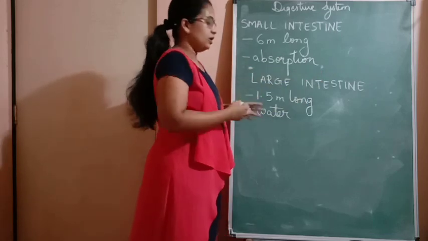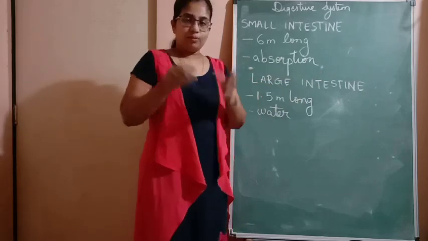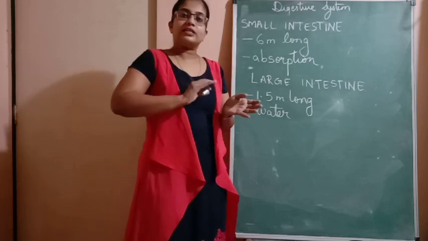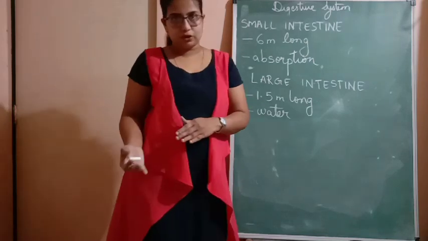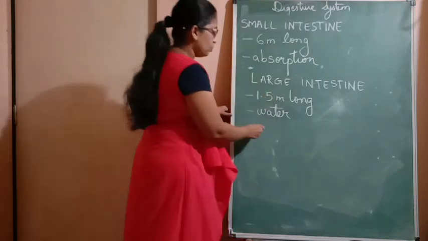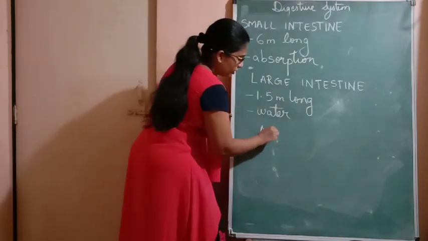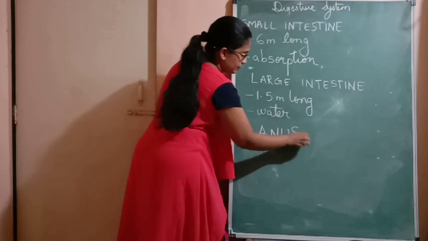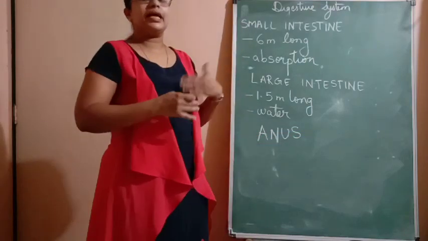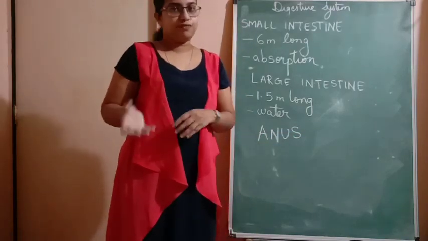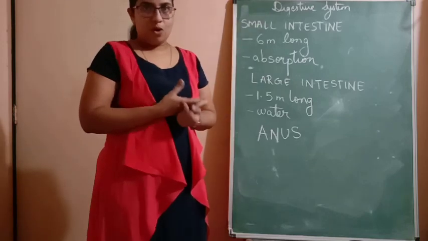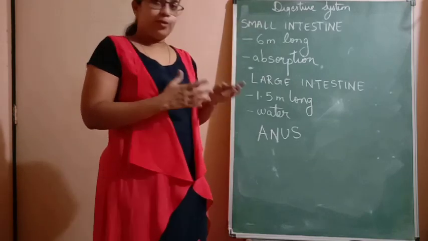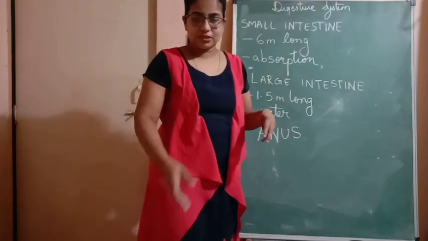Now after the food and everything is absorbed, the undigested part has to be expelled out of the body. That means it has to be thrown out of the body. And it is thrown out of the body through the anus. So the anus helps in expelling the undigested food. And this is exactly how the digestive system works. I hope you have understood how the digestive system works.